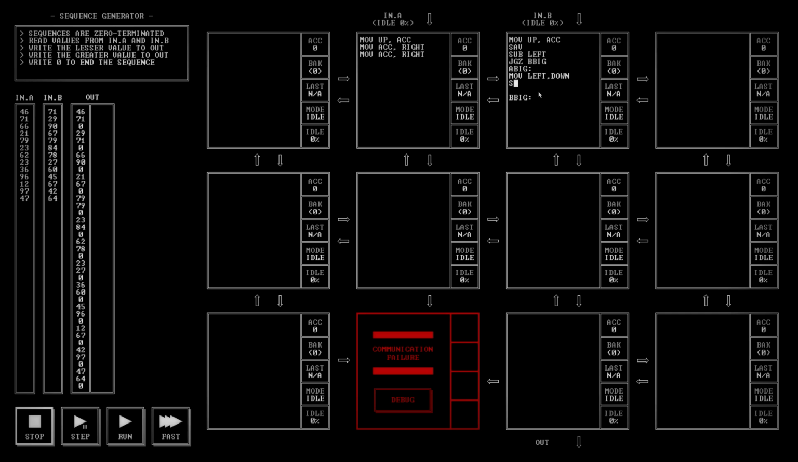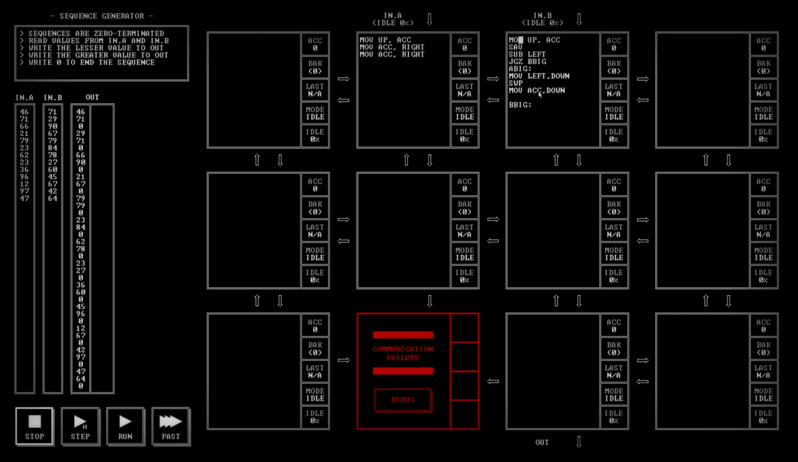So SWP, move accumulator to down. Oh, I'm running out of space, aren't I? Well, I can remove one of these labels. I don't technically need A big. And move accumulator to down. Now, let's say, so I'm going to need a jump in here. It's getting confusing, isn't it?